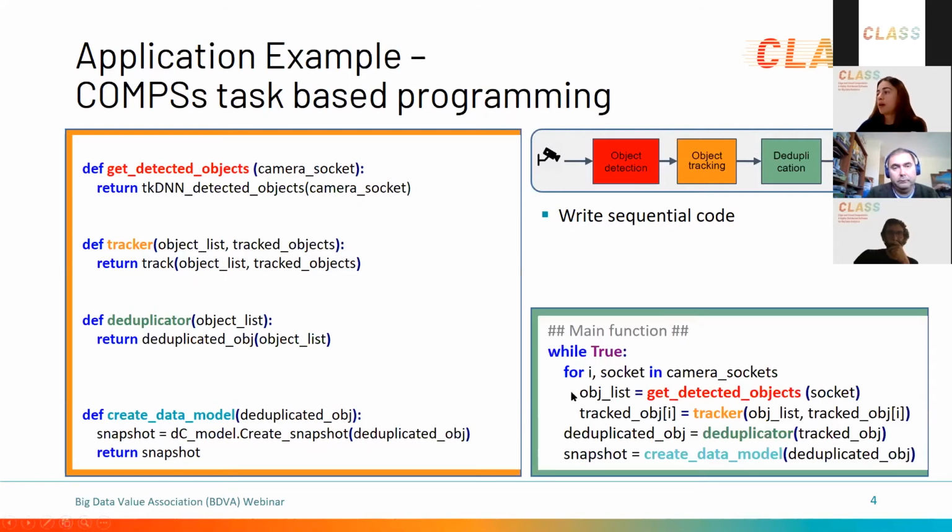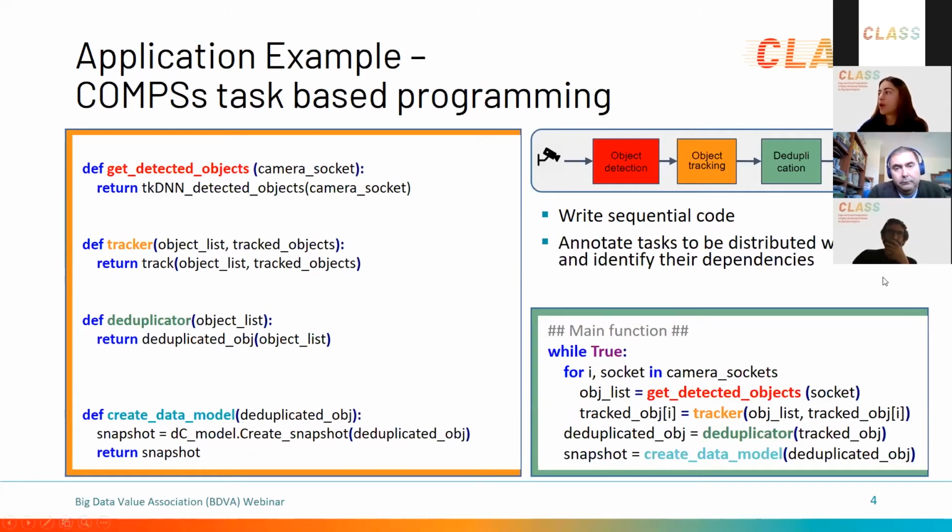So the main function will be a for loop to get all the detected objects and track them in case we have multiple data sources. In our example, we only have one. We deduplicate and we create the snapshot. Now, how do we convert this to a distributed workflow?